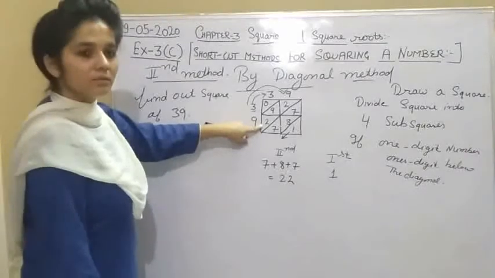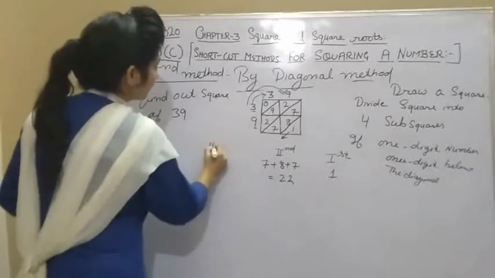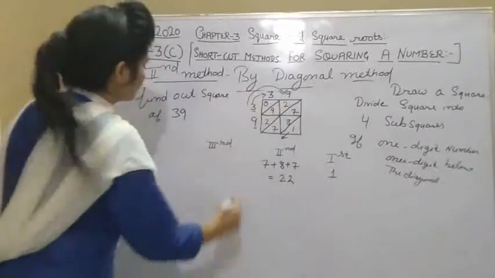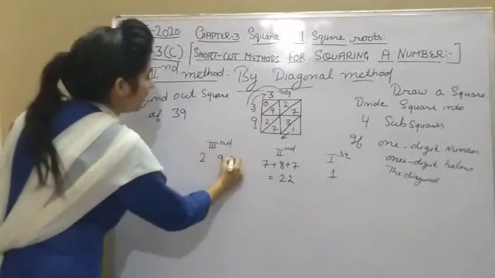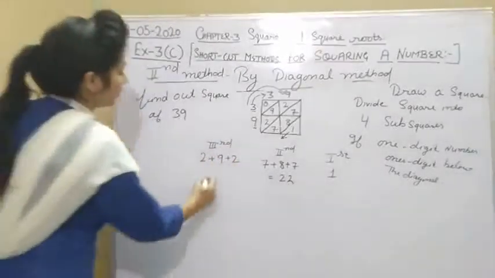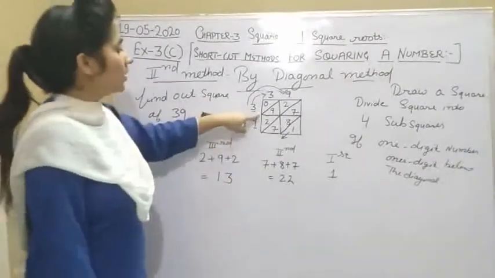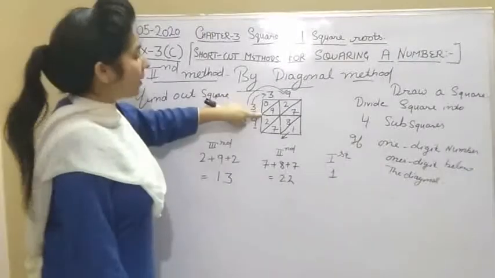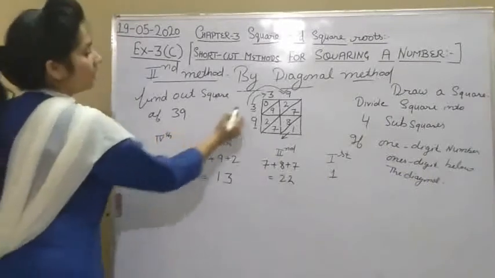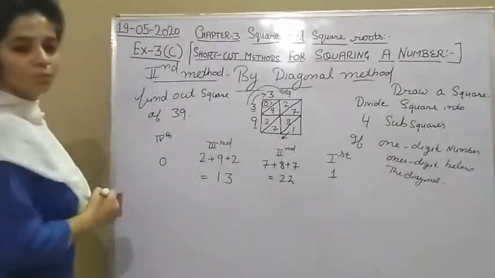Again, above the second diagonal, we have 3 digits, 2, 9 and 2. We will take the sum of these 3 digits, that is equals to 13. And above the third diagonal, we have 1 digit, that is 0.